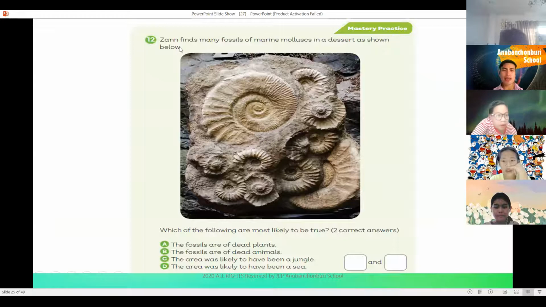What about this? Zan finds many fossils of marine mollusks in a desert as shown below. Which of the following is most likely to be true? The fossils are of dead plants. The fossils are of dead animals. The area was likely to have been a jungle, or the area was likely to have been a sea.